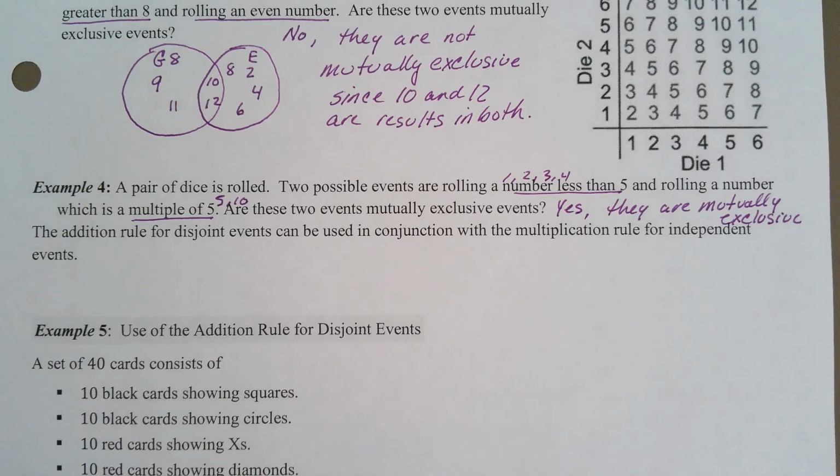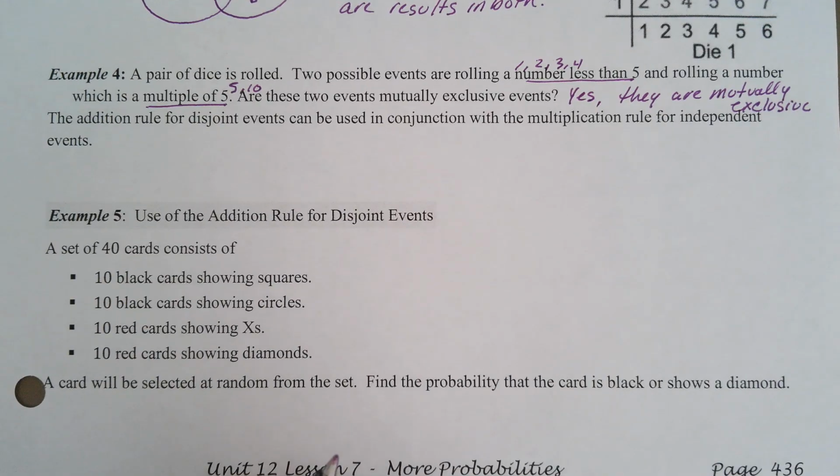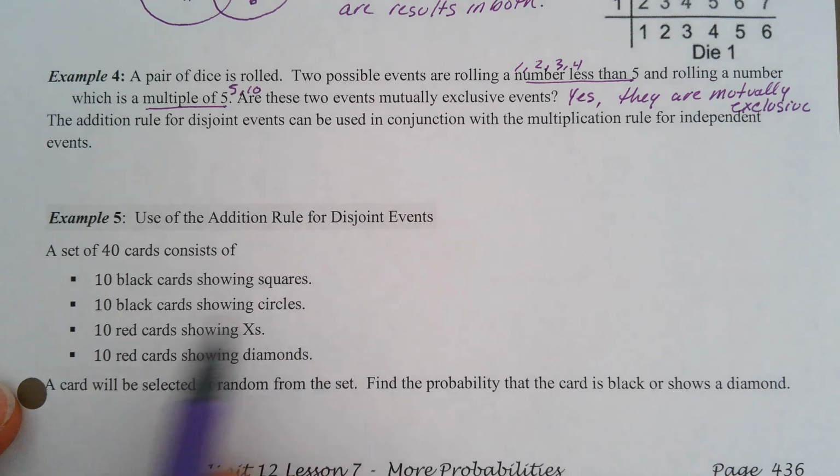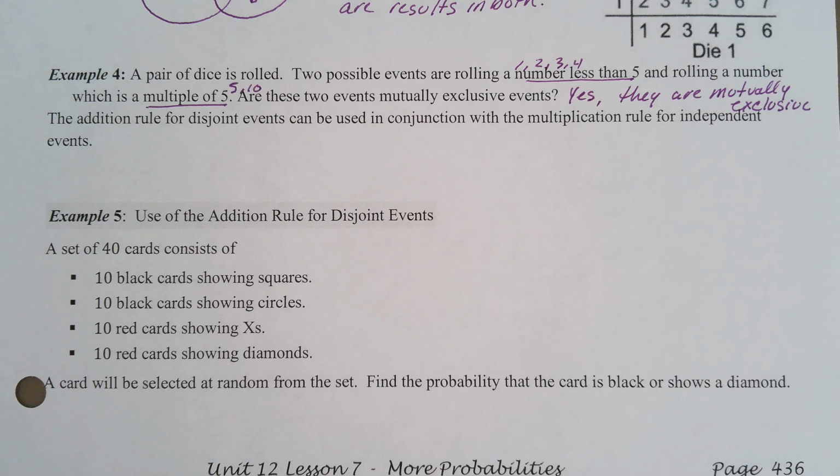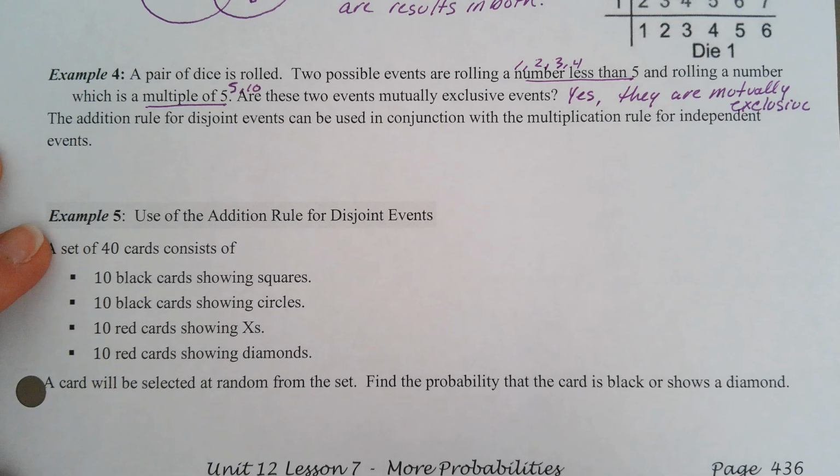Example 5, using the addition rule for disjoint events. We have a set of 40 cards consisting of 10 black cards showing squares, 10 black cards showing circles, 10 red cards showing X's, and 10 red cards showing diamonds. A card will be selected at random from the set. Find the probability the card is black or shows a diamond.